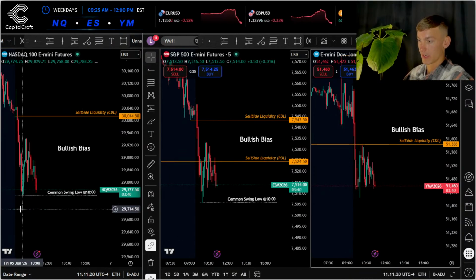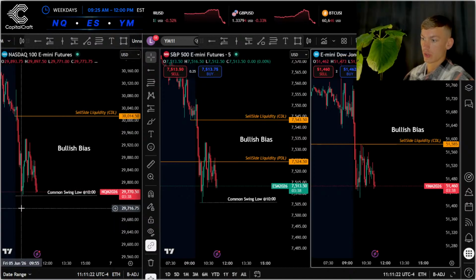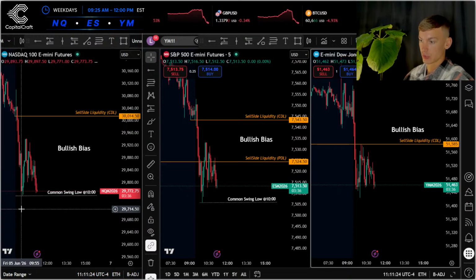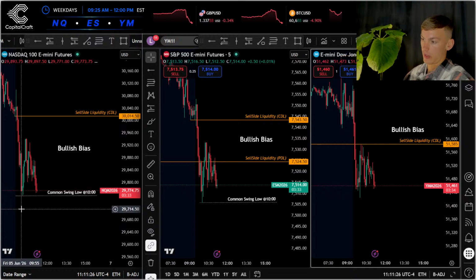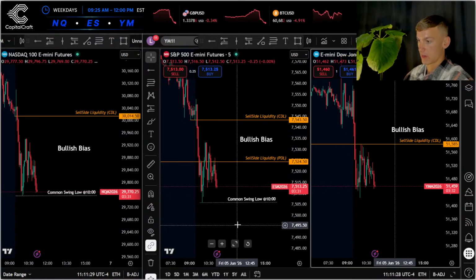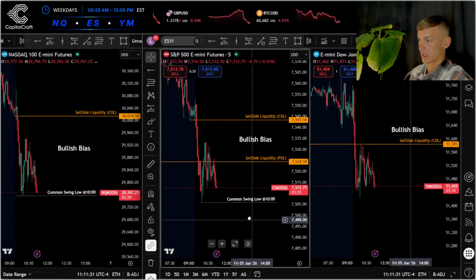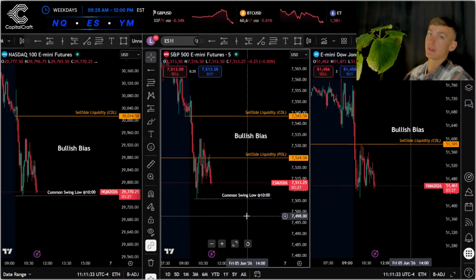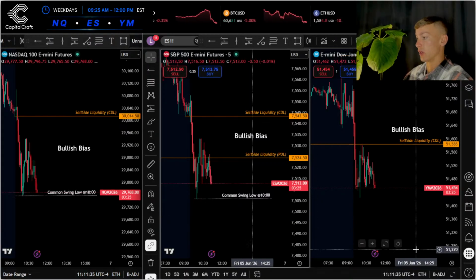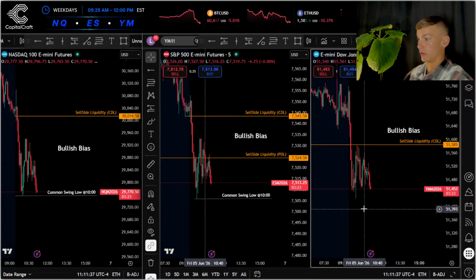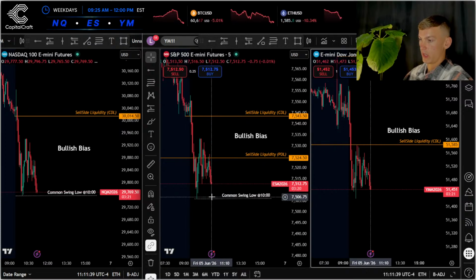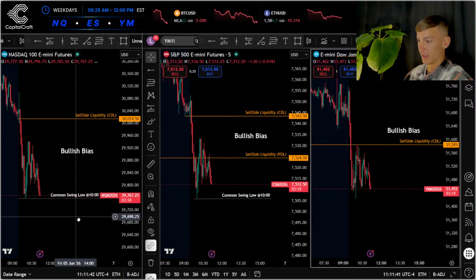Like I have pointed out here, we have a common swing low, which is a 3-candle pattern on the 5-minute chart, which happened at 10 a.m. Eastern Standard Time on the Nasdaq, as well as 10 a.m. Eastern Standard Time on the S&P and the Dow. But the Dow is already closed below its 10-minute candle, so I'm not really too interested in that one. I'd much rather just stick to the S&P and the Nasdaq for now.